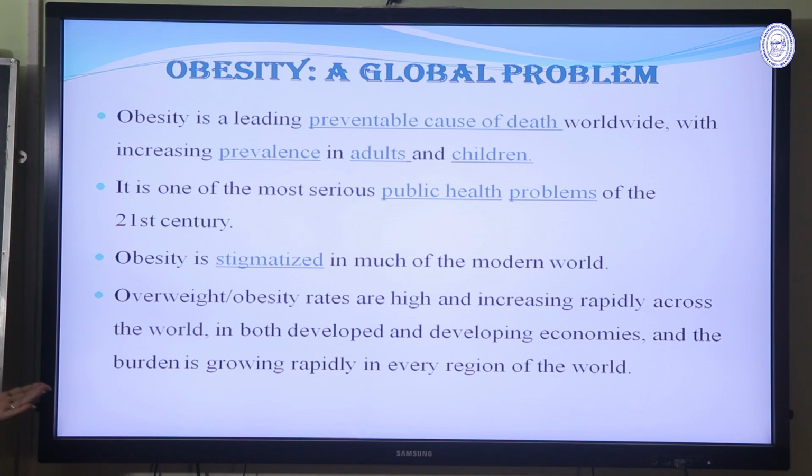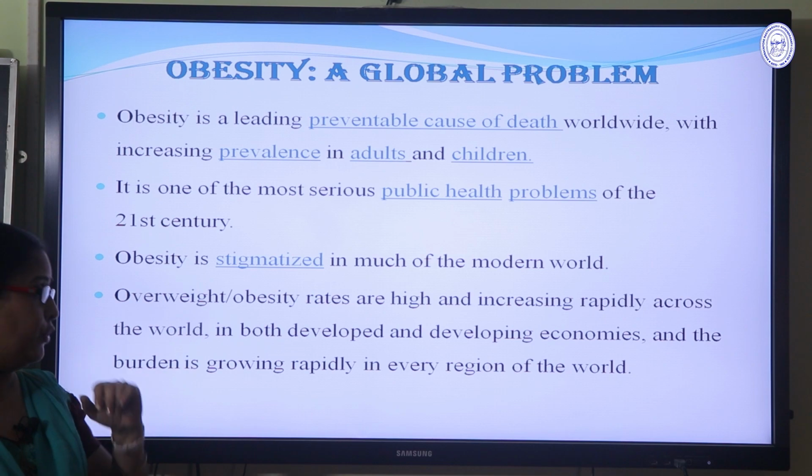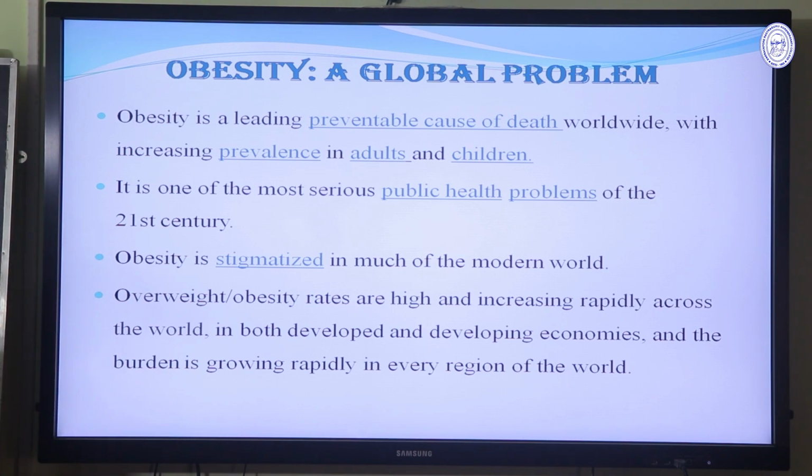It is one of the most serious public health problems of the 20th and 21st centuries. It is stigmatized much in the modern world. But although it is thought that obesity is a problem of the modern world, it has been found that obesity is very common in both developed and developing countries nowadays. Overweight and obesity rates are very high and increasing rapidly across the world in both developed and developing economies, and the burden is growing rapidly in every region of the world.